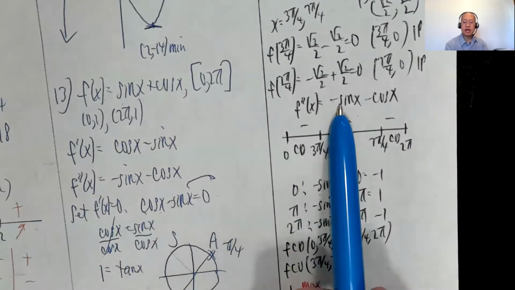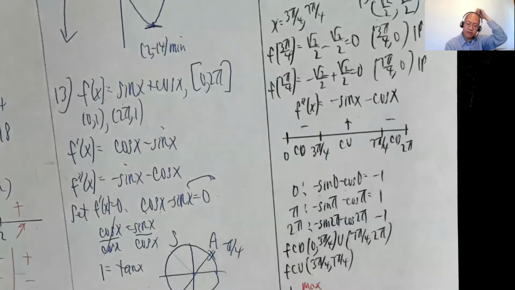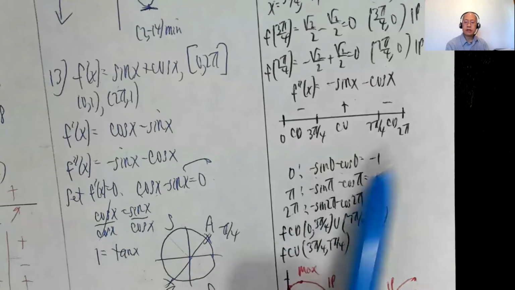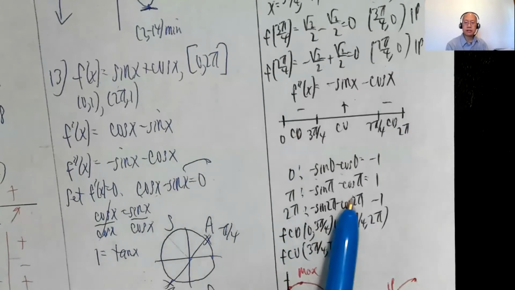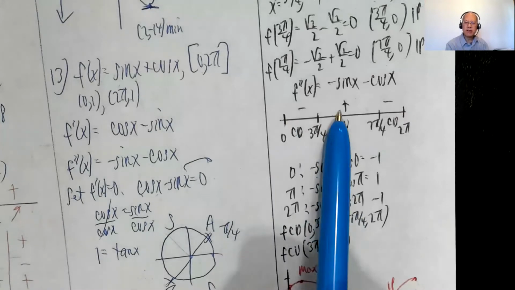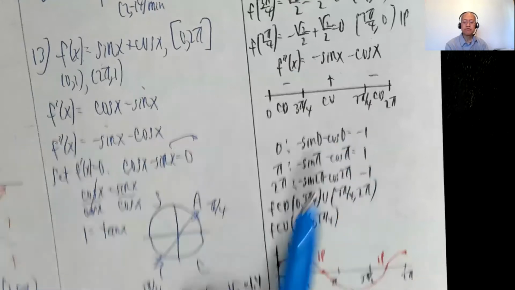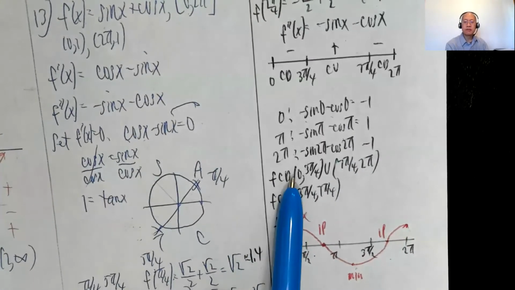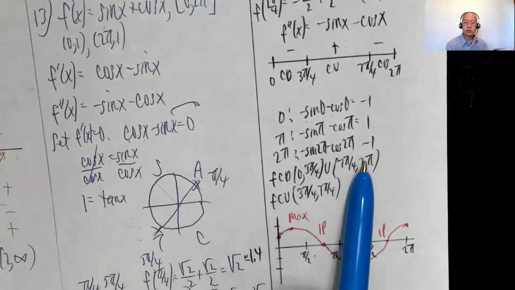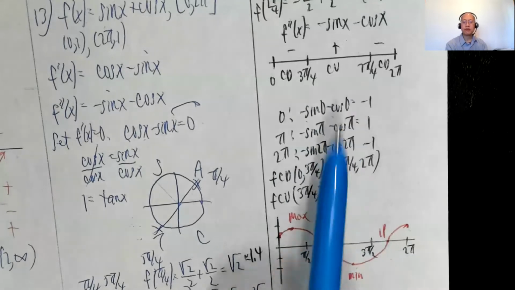Plug in pi: negative sine of pi is 0, minus cosine of pi, that's -1 or 1, positive. And you already know the answer is the same when you plug in 2 pi or pi, so -1 also. So concave down, concave up, concave down. So these are inflection points, a change in concavity. So F is concave down from 0 to 3 pi over 4, union 7 pi over 4 to 2 pi. The function is concave up from 3 pi over 4 to 7 pi over 4.